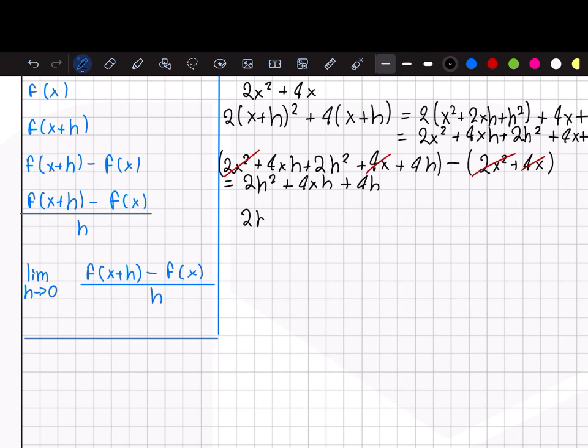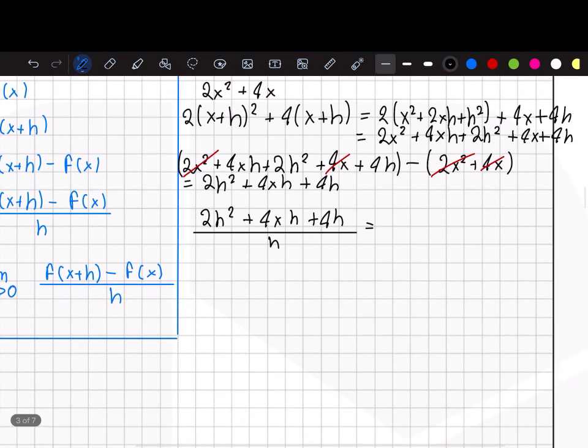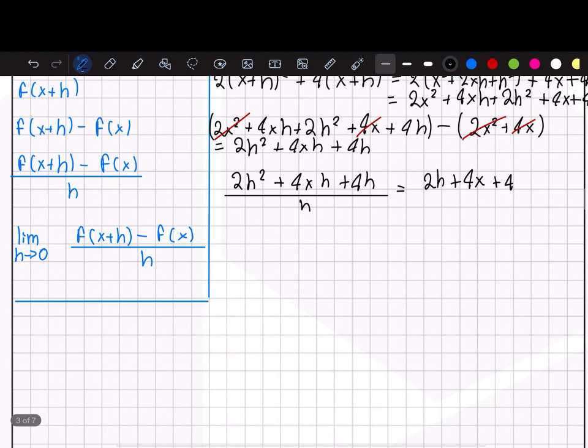So we have 2h squared plus 4xh plus 4h. Divide this by h. h goes into h squared h times, so we just get 2h, or it just cancels out that square. The h in the bottom cancels out the h in the 4xh, so then we just get plus 4x, and then the very final term, 4h divided by h, is just 4. Now we take the limit as h goes to 0.